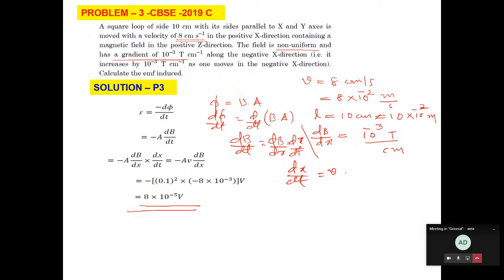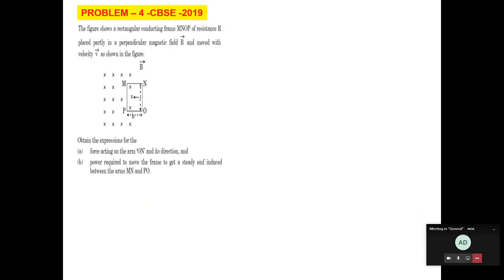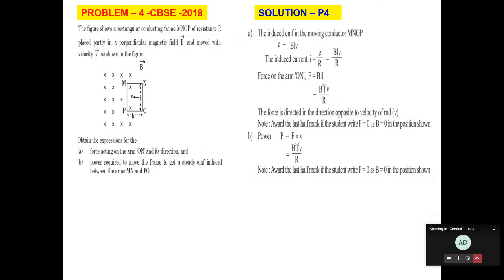Okay, let's see next. Here the question is, a figure shows a rectangular conducting frame MNOP of resistance R placed partly in a perpendicular magnetic field, moved with a velocity v. Obtain expression for the force acting on the arm ON and its direction, and the power required to move the frame. See this, how can we solve it?